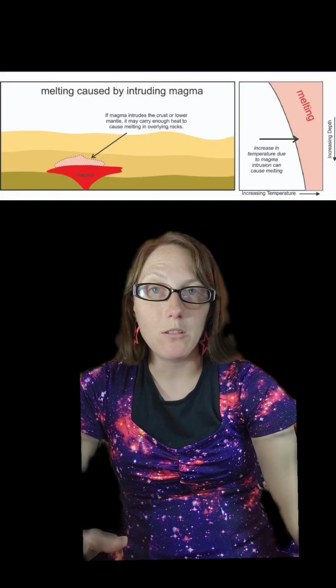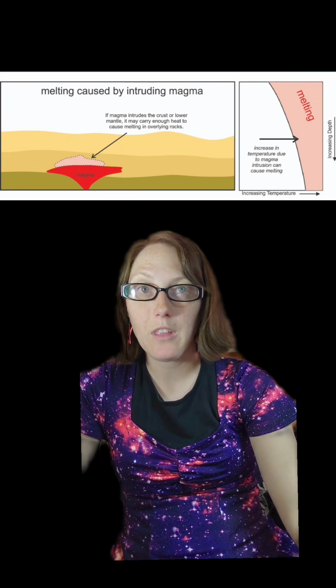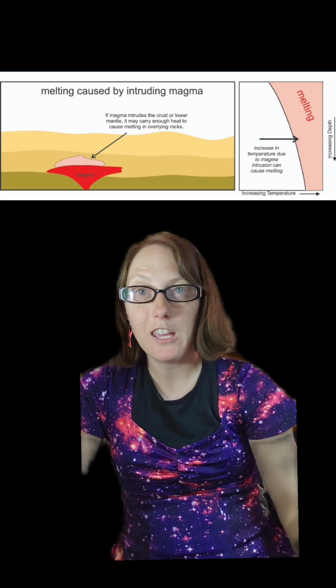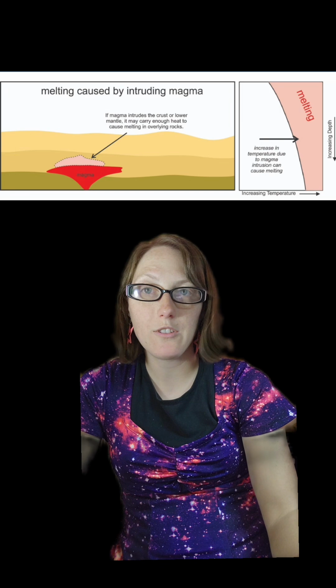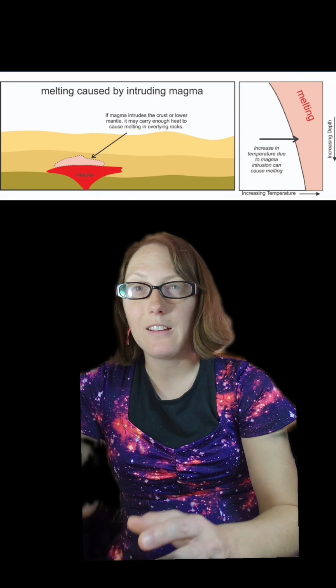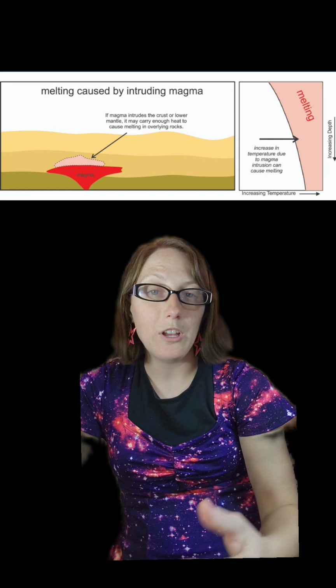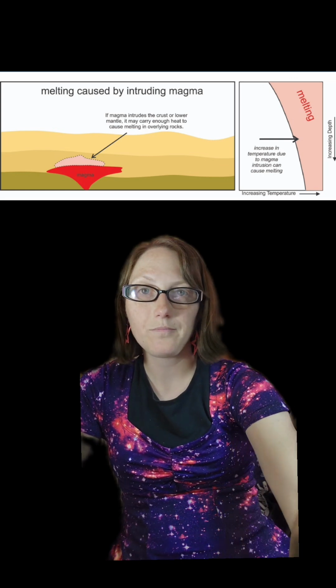The third way we can melt rock is by injecting hot magma into the crust. If it has enough heat, it will raise the temperature of the surrounding rock, which may be just enough to melt it. Think hot fudge in an ice cream sundae. We call this heat transfer melting.